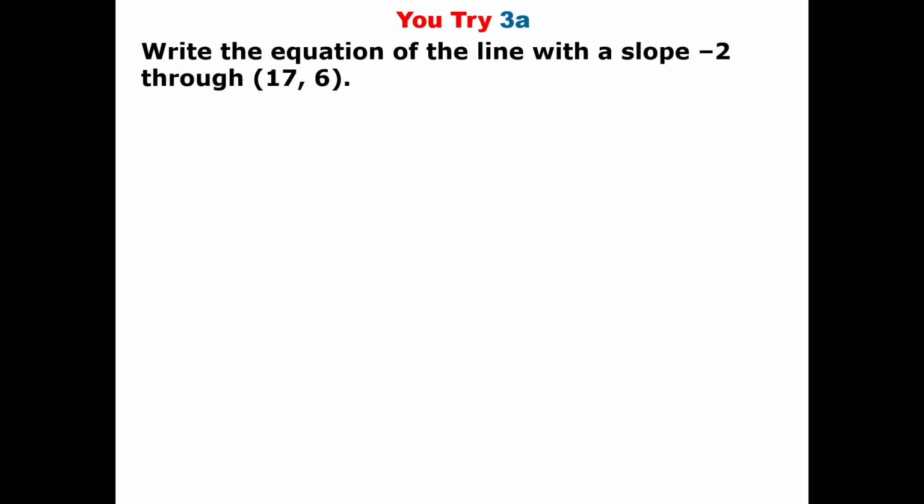Now that you've tried it on your own, let's do it together. Write the equation of the line with the slope of negative 2 that goes through (17, 6). You did it in one of the two ways. I'm just going to show one of them, the y equals mx plus b way. If you use the other way, that's totally fine. I'm just going to do this one this time.